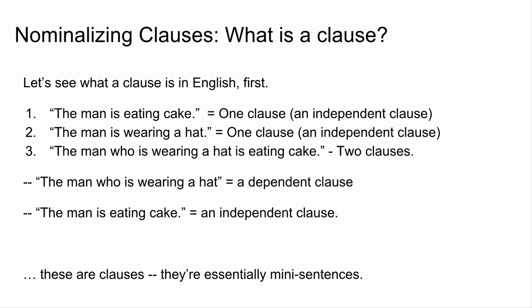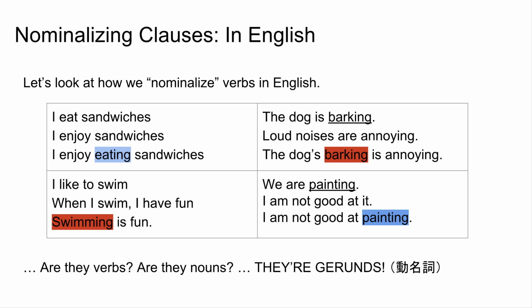These are clauses. They're essentially mini sentences. As long as there's a subject and that subject has a predicate affecting it or vice versa, it's a clause. There's a subject and a verb, and they're both related. Alright, nominalizing clauses in English.